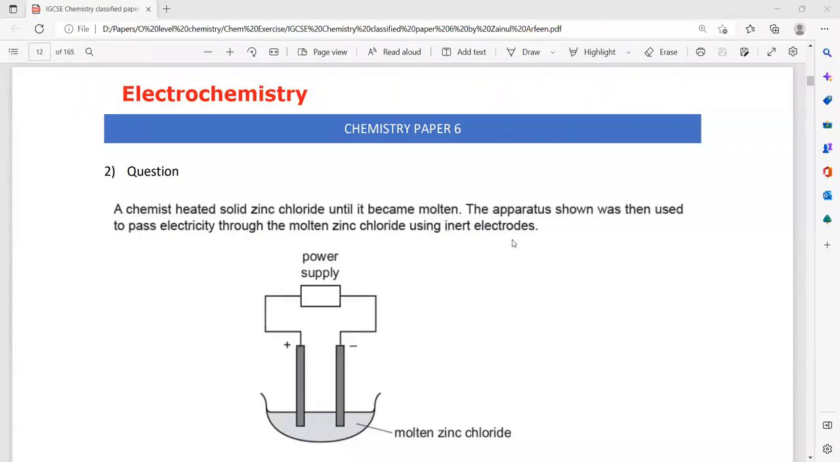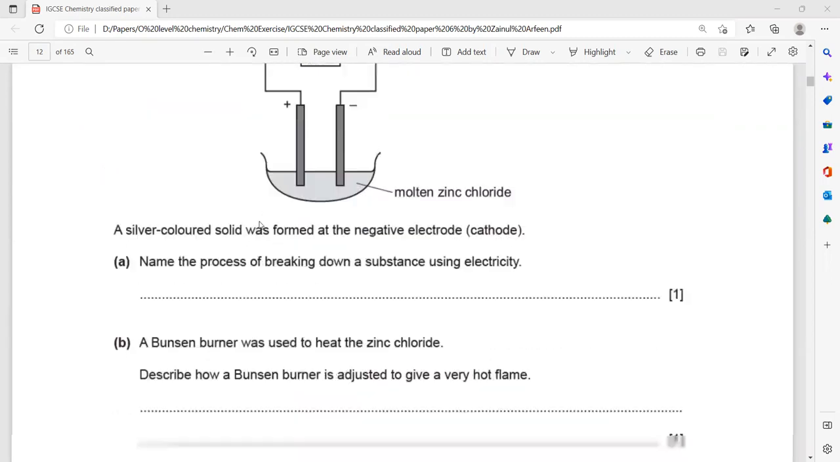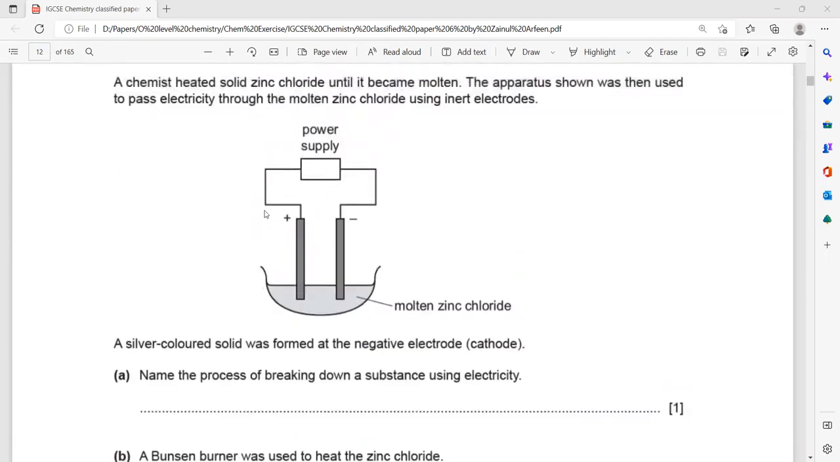Electrochemistry exercise. A chemist heated solid zinc chloride until it became molten. The apparatus shown was then used to pass electricity through the molten zinc chloride using inert electrodes, or unreactive electrodes. A silver colored solid was formed at the negative electrode.